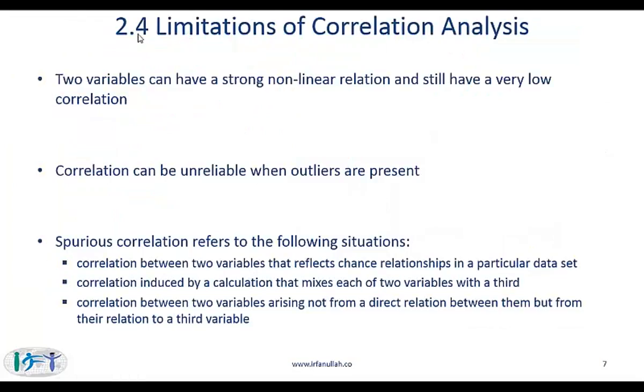All right. What are the limitations of correlation analysis? Correlation assumes that we have a strong linear relationship. So if you have two variables a and b and they are related like this, for example, is this a strong relationship? It is a strong relationship, but it's not a linear relationship. The correlation here will be effectively 0 because the correlation number is only looking at whether there is a linear relationship. Correlation can be unreliable when outliers are present.